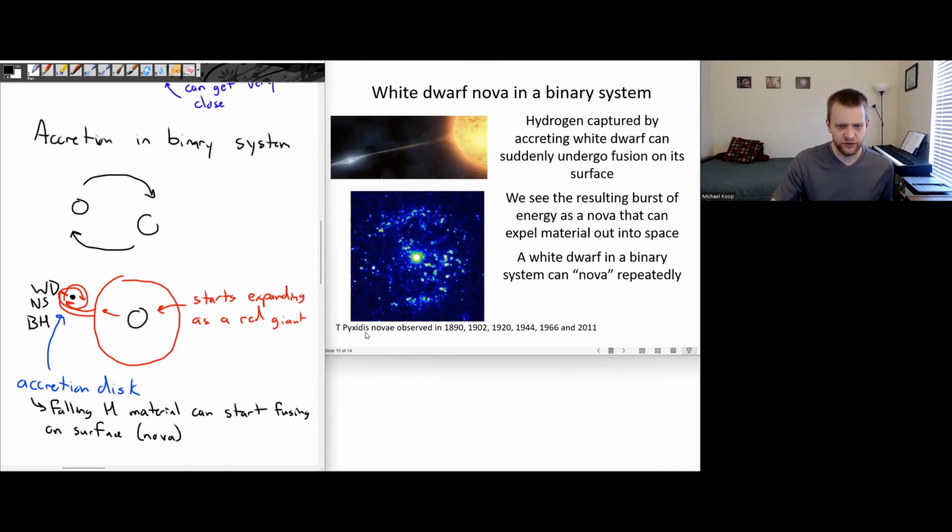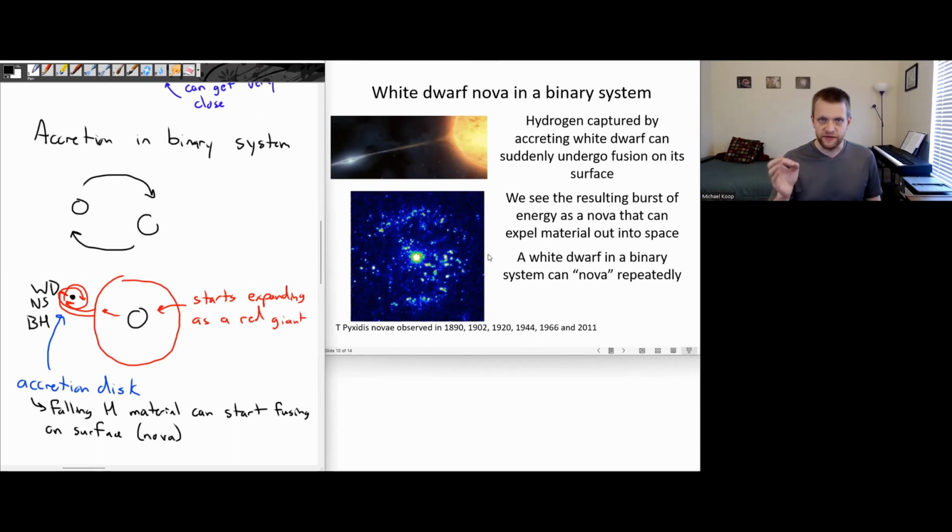I don't know how to pronounce this particular star name, but this has gone through novas in 1890, 1902, 1920, 1944, 66, and the most recent one, at least that I know of, was in 2011, where we get this flare-up of hydrogen fusion on the surface, and it can send out these blobs of material into space. These little speckles that you see around it are previous blobs of material that have been ejected from the star due to these nova events.